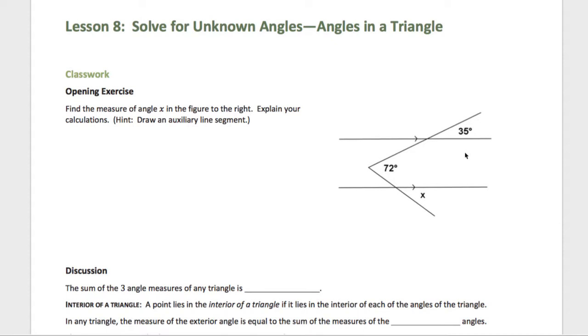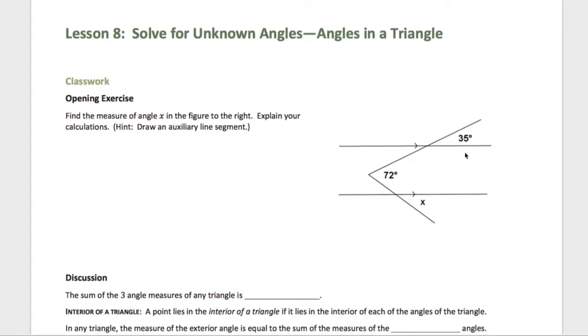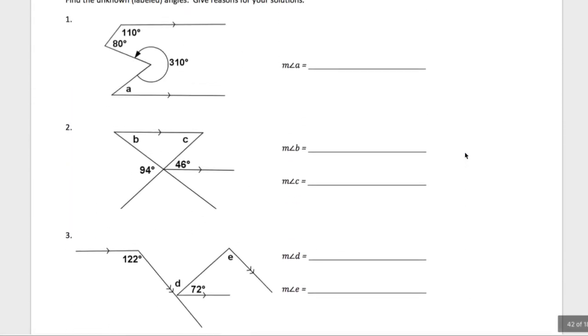This is Geometry Module 1, Lesson 8. Riley's sick today, so I'm recording another lesson. Today is Friday, October 26th, which means we have a very short day. I want to start by going over the homework.